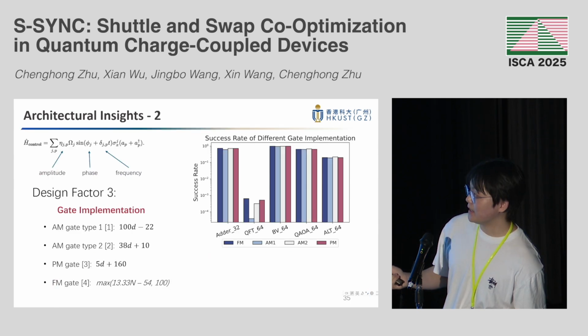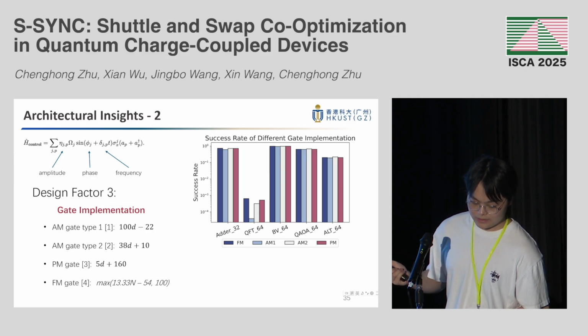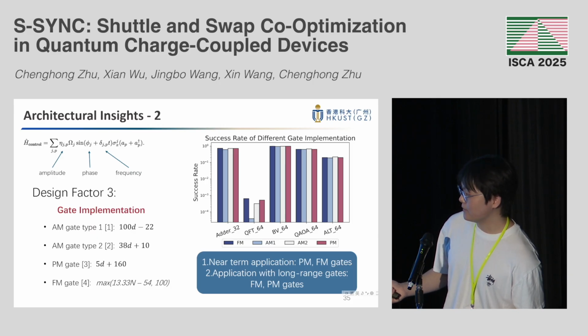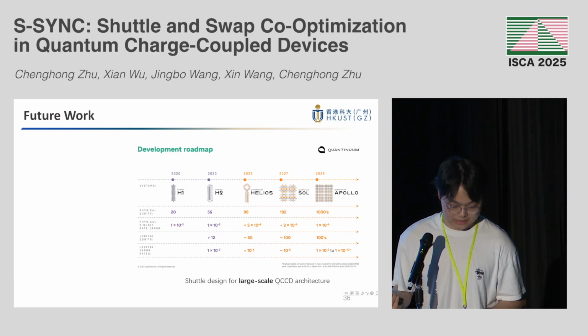Also, since the gate implementation can have different parameters to be tuned, there are 4 gate implementation types, so there will be some different execution times. We also test the success rate of different gate implementations. For near-term applications, we would prefer the PM and FM gates. And for applications with long-range gates, we would prefer FM and PM gates.